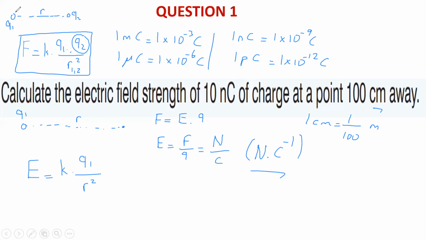Direction of electricity. We know already that if two charges have the same sign, they repel. If they have different signs, they attract each other. But now what's going to happen if you don't have a second charge? How are they going to repel or attract each other?